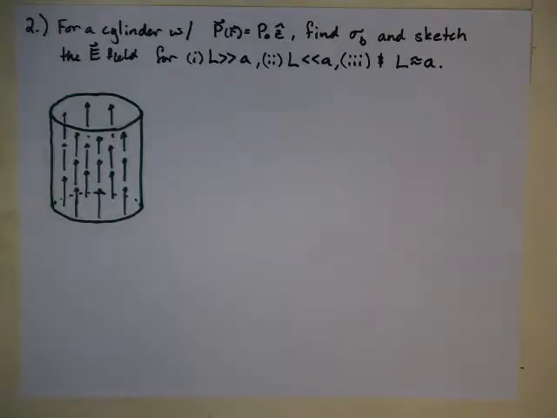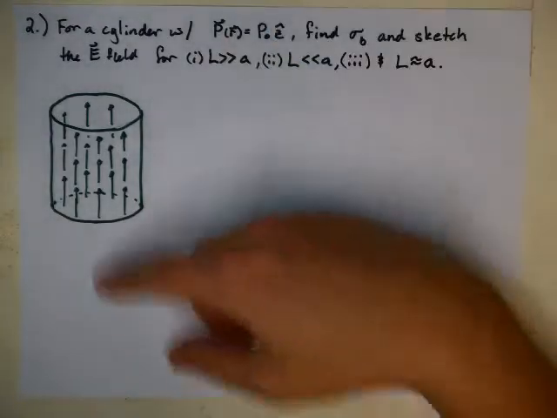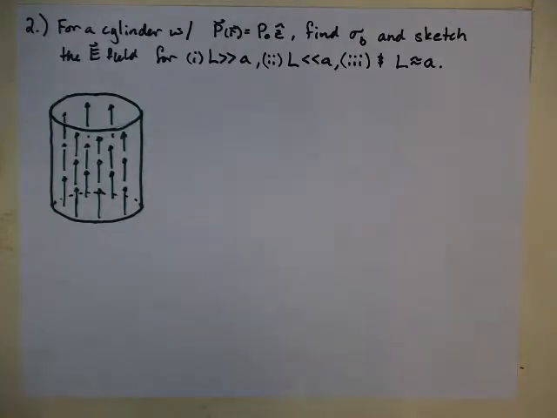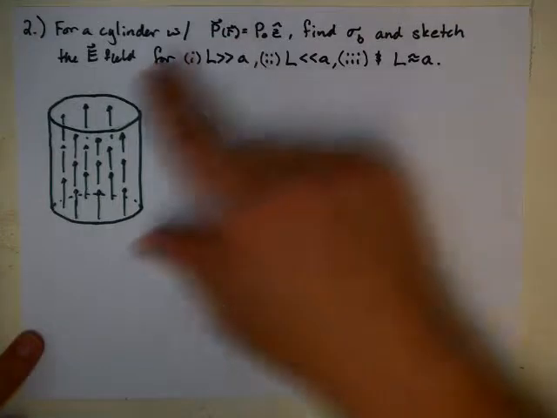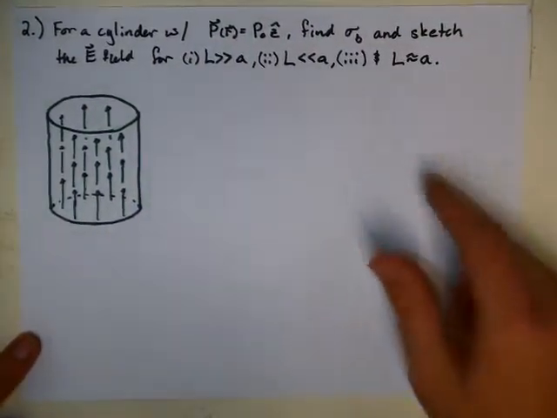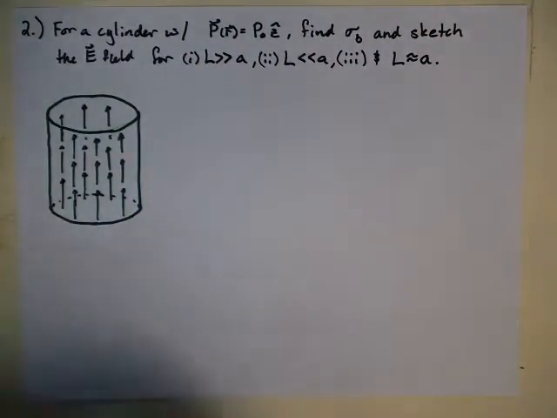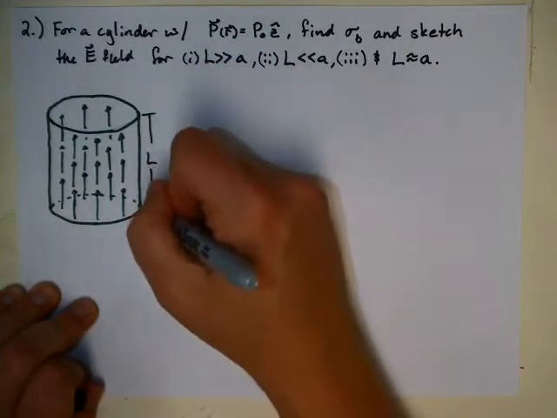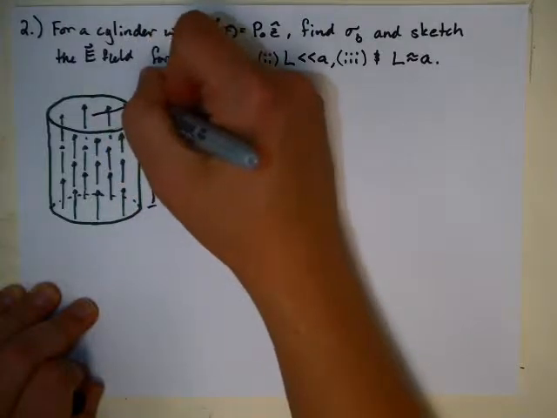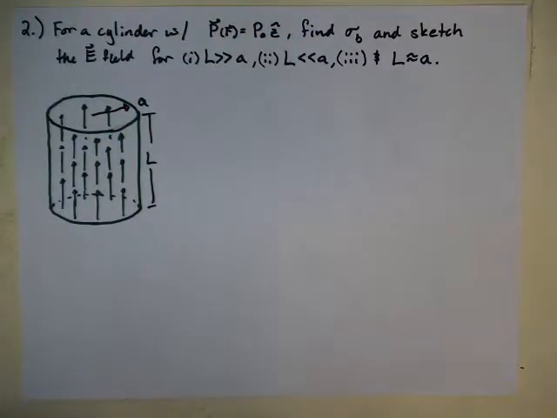Homework 6, problem 2: for a cylinder with a locked-in polarization that points along the axis of the cylinder, find the bound charge density and then sketch the electric field for these three cases. We haven't shown them here, but the length of the cylinder is L and the radius of the cylinder is A. Okay, so sketch the electric field in those three cases.